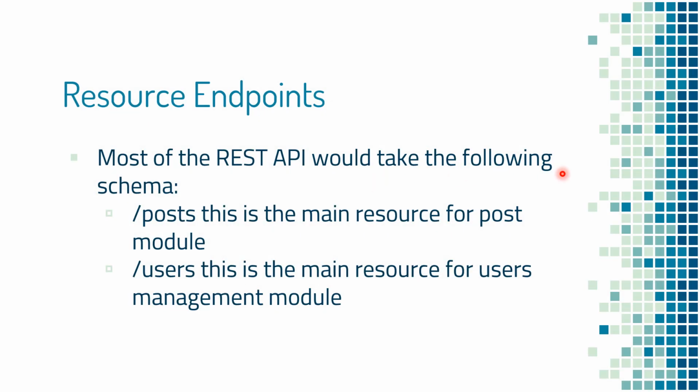So the resource endpoints, we talked about resources. What do we mean by resource? Most of the REST API would take the following schema. Let's say the post, we will have the post here. This is the object name, and this is the resources for the post module, and here for the users management module.